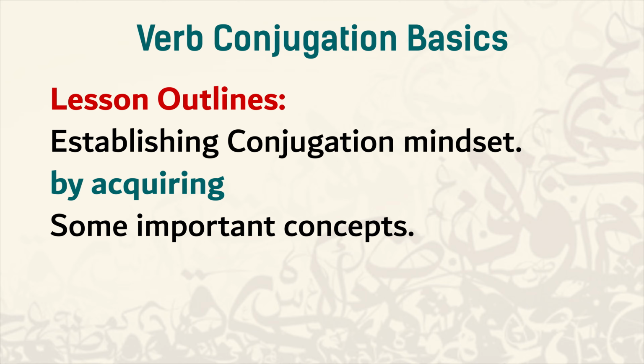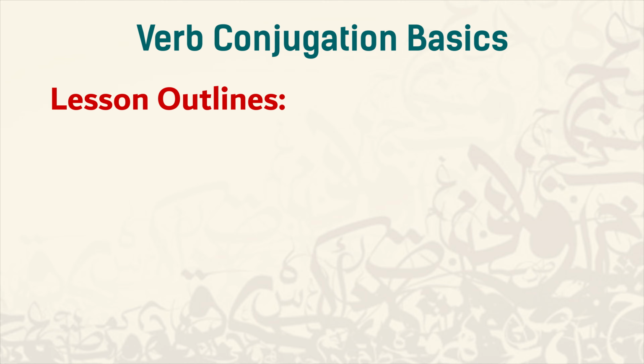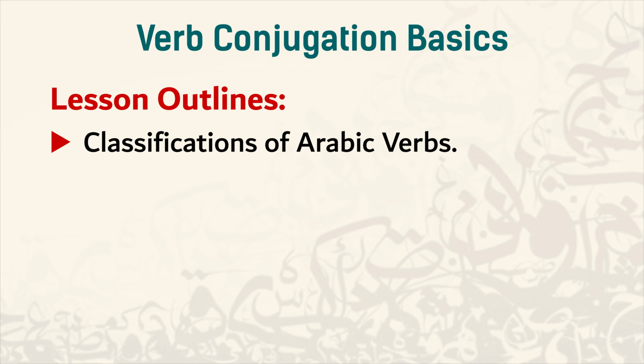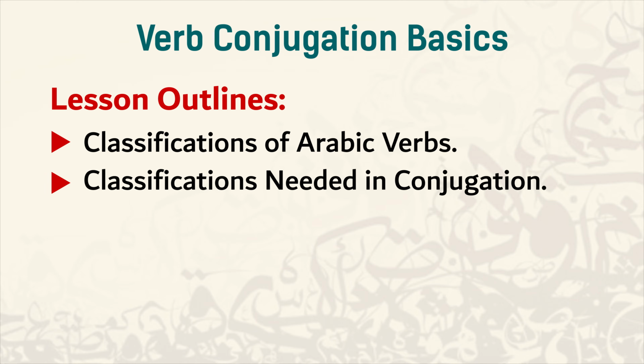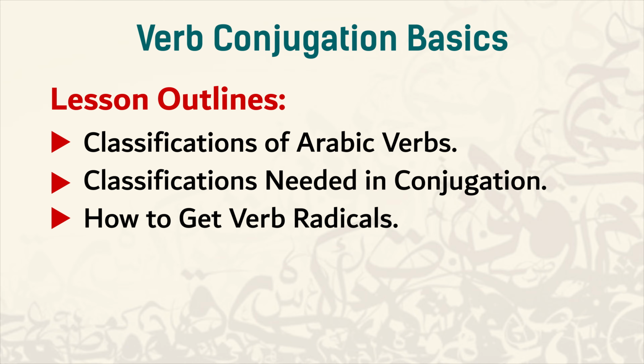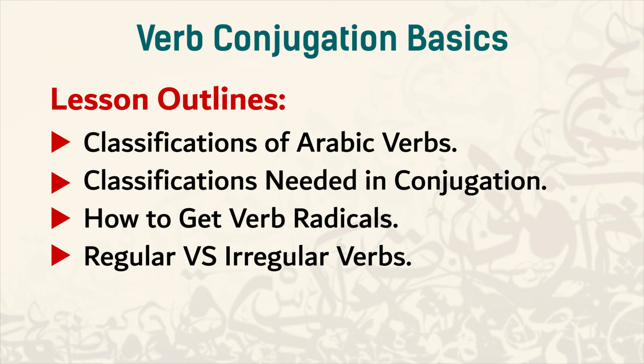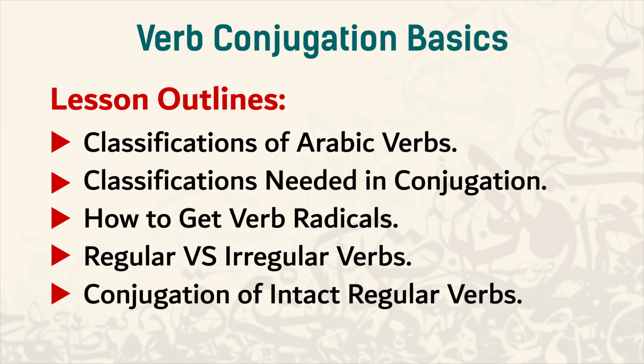The outline of this lesson is going to be as following. First, we will have a look at classifications of verbs in Arabic. Second, we will see which classification to focus on when looking at conjugation. We will also learn how to get the radicals of a verb. We will examine the differences between regular and irregular verbs, and we will practice conjugating the intact regular verb الفعل الصحيح السالم.